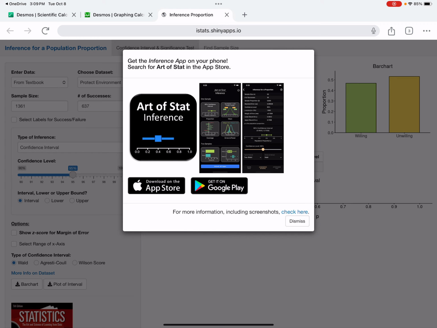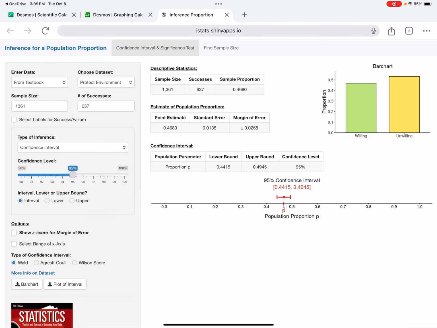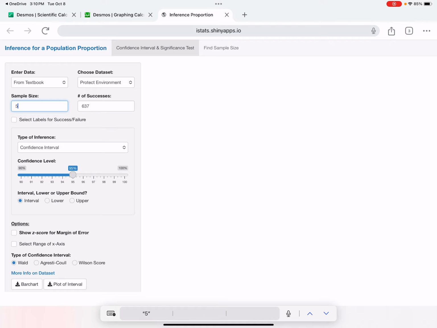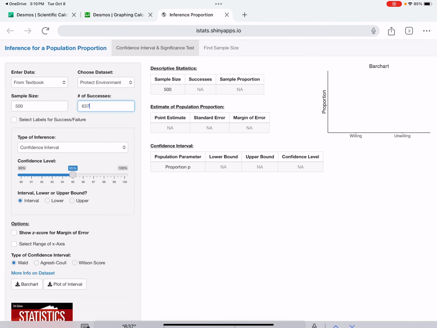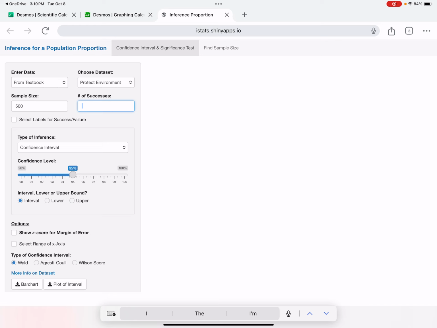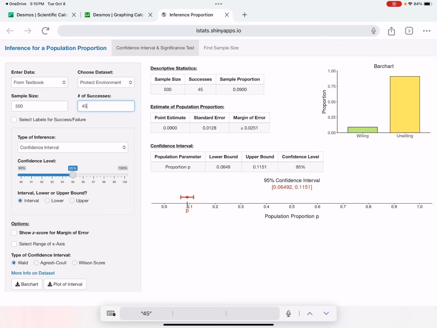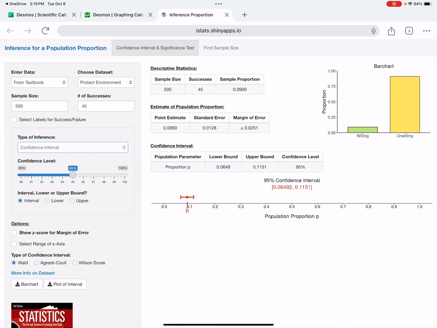And dismiss this. I mean, you can, of course, download the cell phone app if you want, but I'm just going to do this from my computer, so I'm going to say dismiss. So in this example, our sample size was 500. And the number of patients who reported headache was 45. So that was the number of successes. And that's it. Notice that the type of inference here is already set to confidence interval, which is what we want. And we wanted a 90% confidence interval, so I'm just going to move this slider down to 90%.